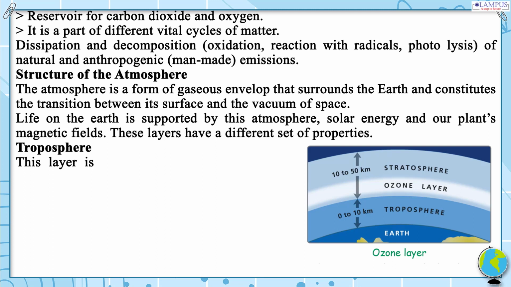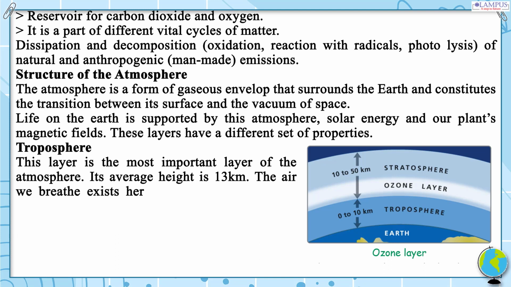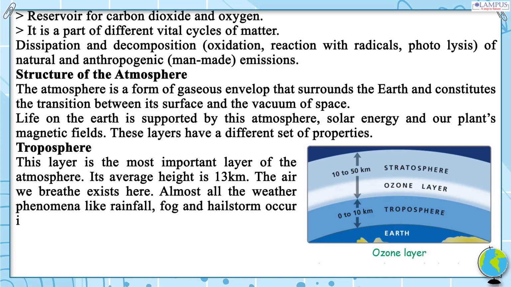Troposphere. This layer is the most important layer of the atmosphere. Its average height is 13 kilometers. The air we breathe exists here. Almost all the weather phenomena like rainfall, fog and hailstorm occur in this layer.